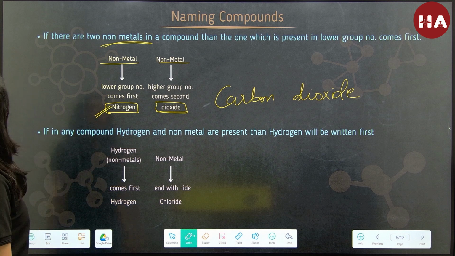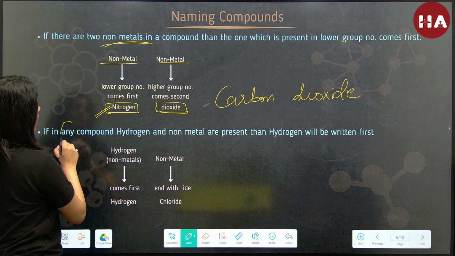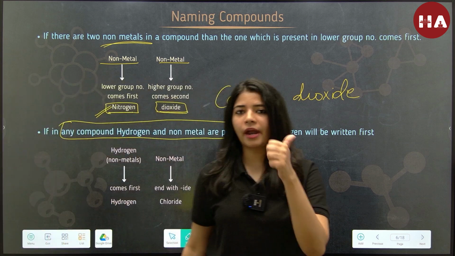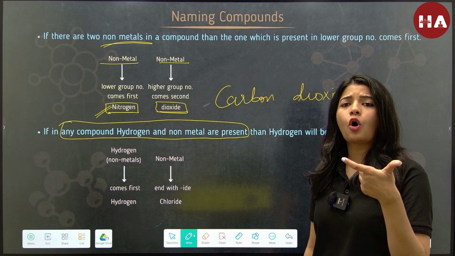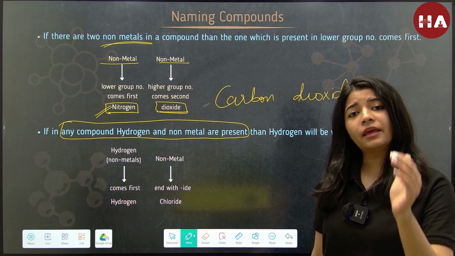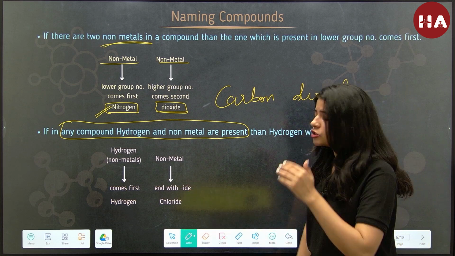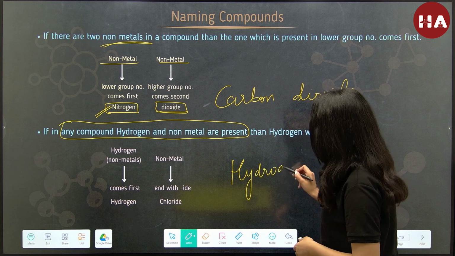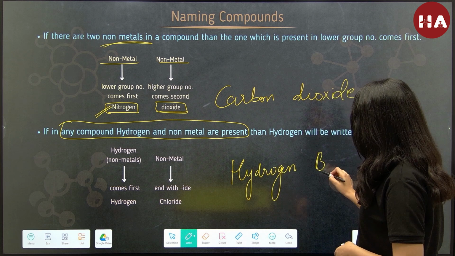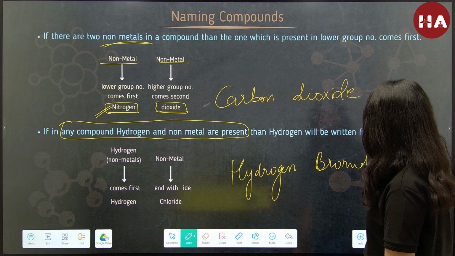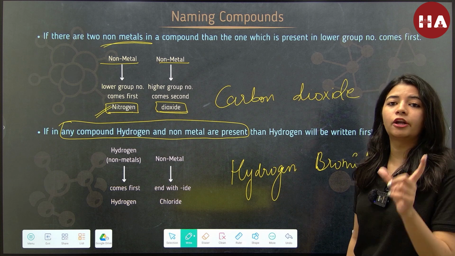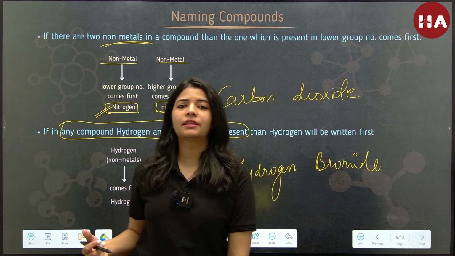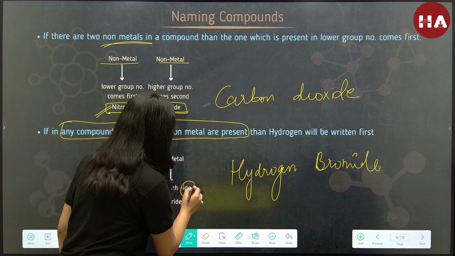Next and the last point is, if any compound of hydrogen and non-metal is present, then we will always write hydrogen first and then the non-metal. For example, hydrogen chloride, or another example, hydrogen bromide. Both are non-metals, yes, but we will write hydrogen first. Next thing is that we use the suffix ide.